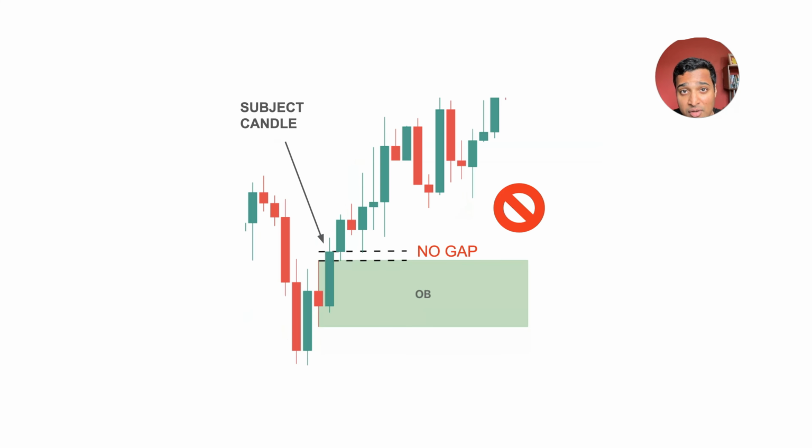In this example, there is no gap or inefficiency. As you can see, we have the subject candle, which is the green candle, and there's no gap between the right candle's bottom wick and the left candle's top wick. And therefore, this is an invalid order block.